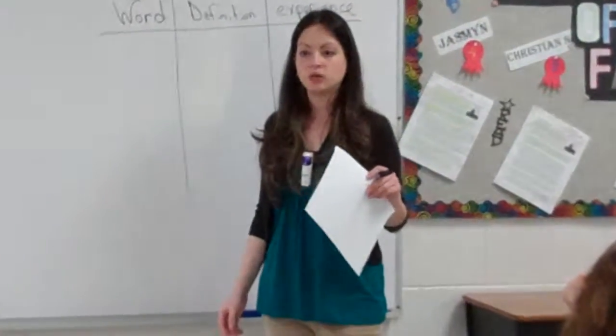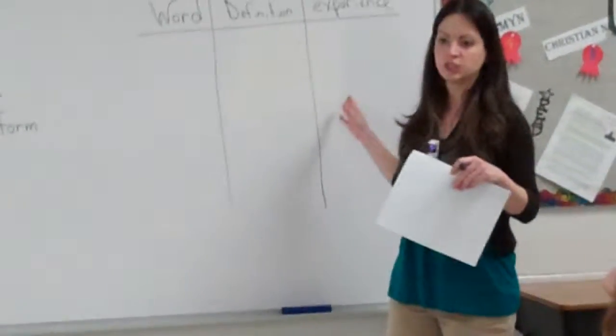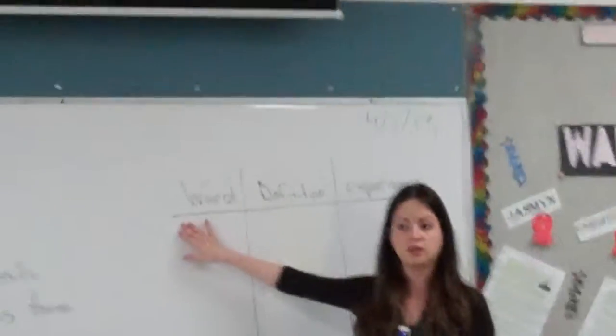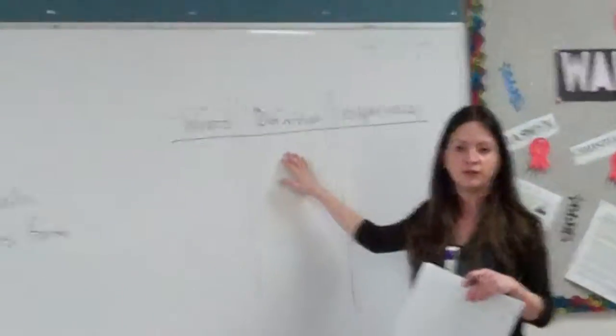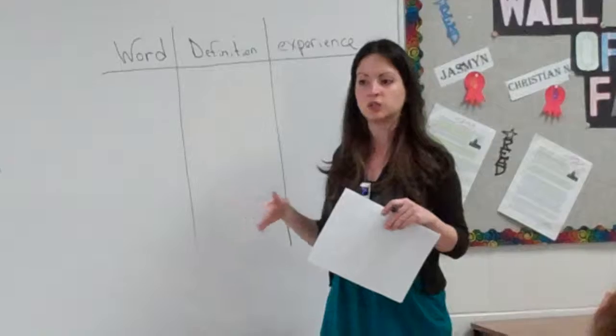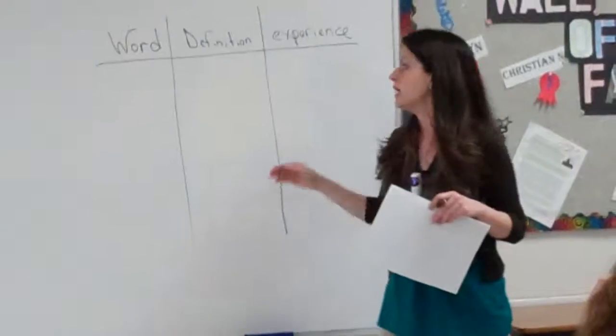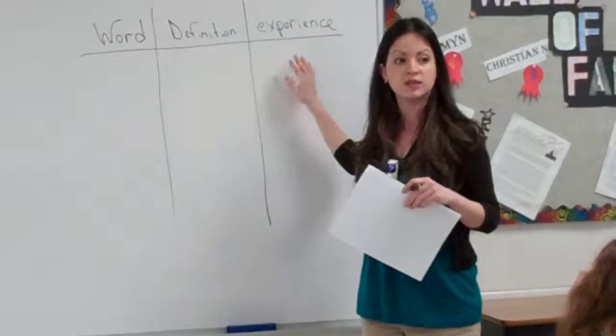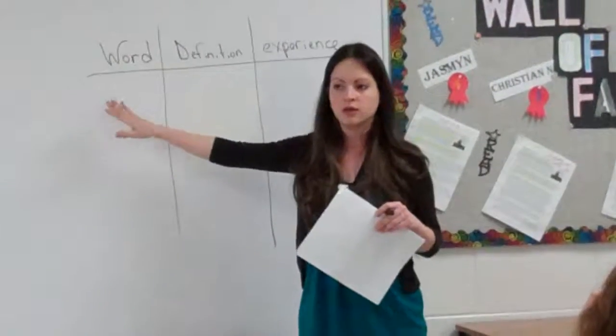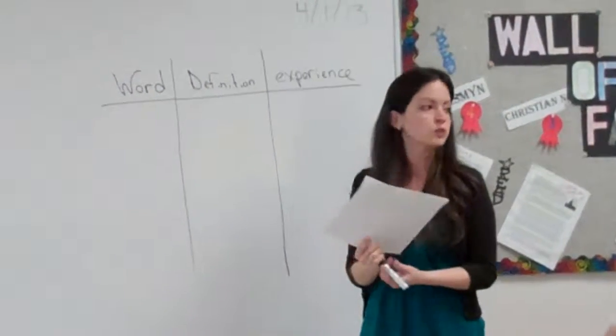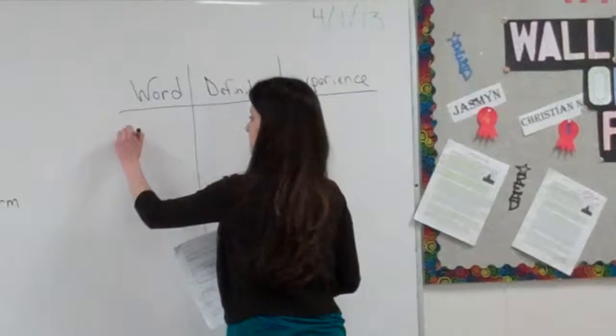Okay guys, you're going to create a graphic organizer with 3 sections. One section for the word, the vocabulary word. The next one with the definition. I'm going to give you the definition and you're going to try to paraphrase it in your own words. And finally, you're going to give me an experience that you had related to that word. For example, our first word is going to be fossil.